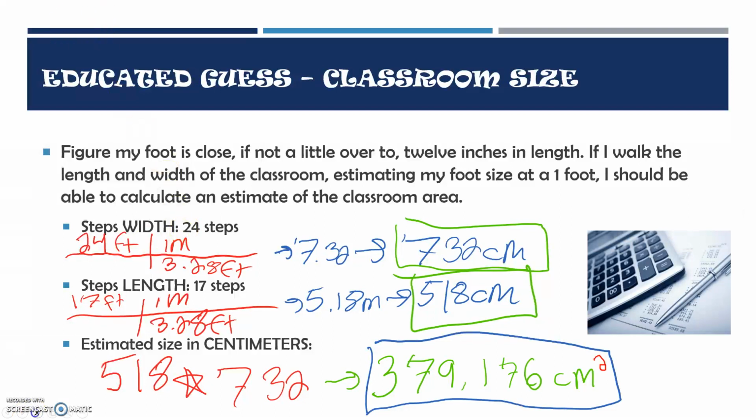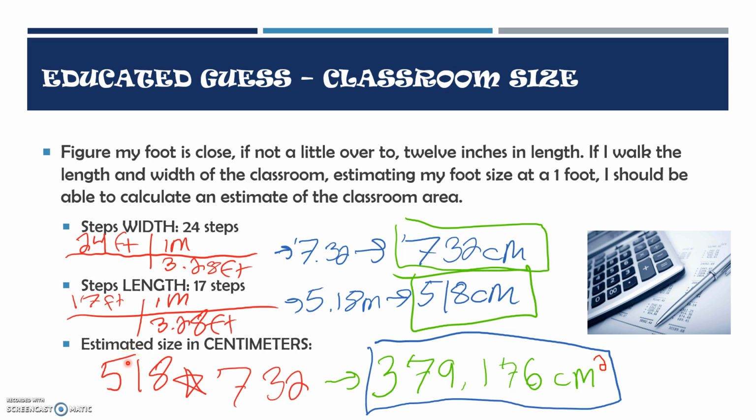So, the width was 24 steps. Convert that to meters, and convert this to centimeters, and I have about 732 centimeters. The length of the classroom was about 17 steps. Convert this into meters, 5.18, and convert this to centimeters, 518 centimeters.